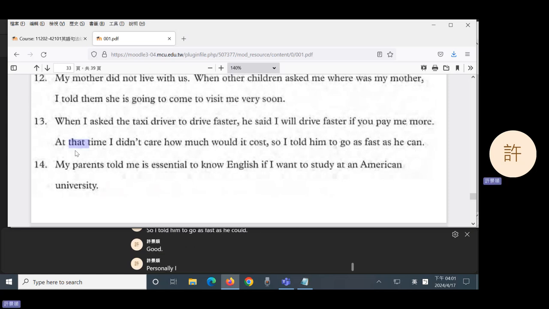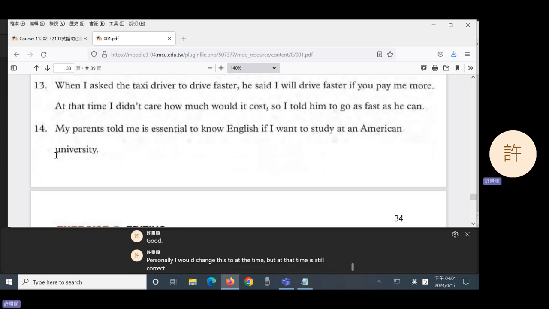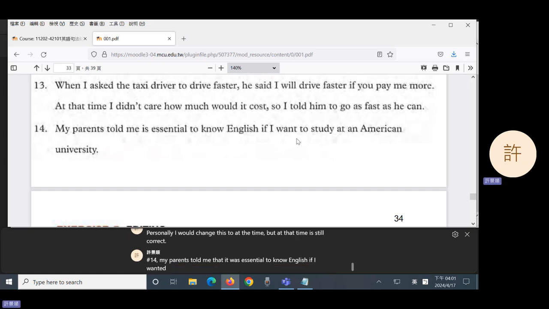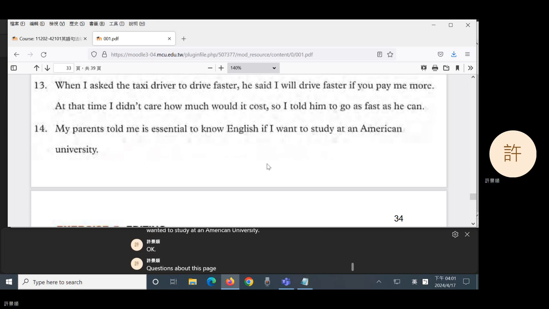Personally, I would change this to "at the time." But "at that time" is still correct. Number 14: My parents told me that it was essential to know English if I wanted to study at an American university. Okay, questions about this page? Anyone? I went by too fast, do you want me to repeat it?